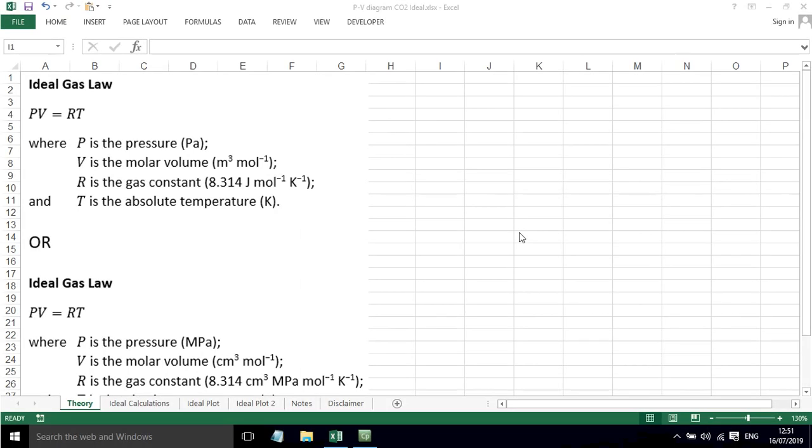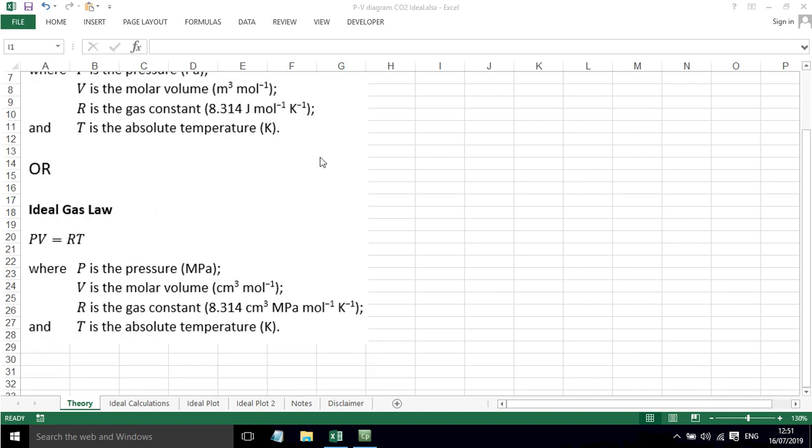In this screencast, I'm going to talk to you about the ideal gas law in relation to pressure volume diagrams. So here we have the equation PV equals RT. Now you may have seen this previously as PV equals nRT, but for the purposes of PV diagrams, it's much more convenient to use the molar volume. So this is meter cubed per mole.